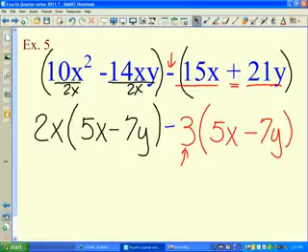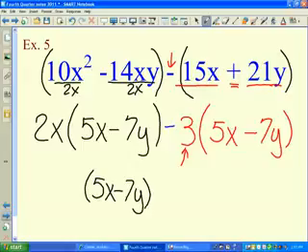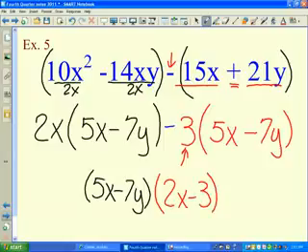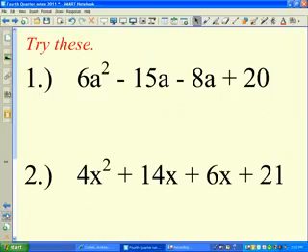Inside my parenthesis, greatest common factor is 5x minus 7y. And then what remains is 2x minus 3. And this is my solution. So as practice, I want you to try these two.